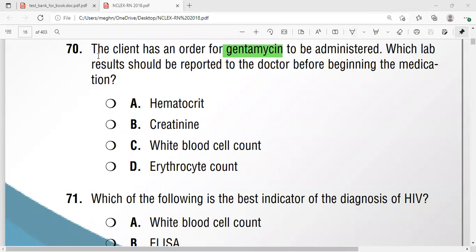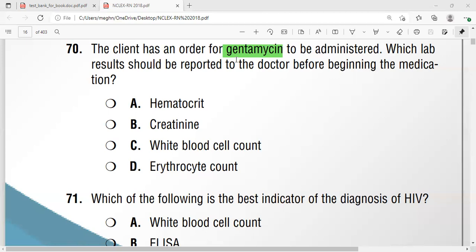First question here, let me read what they wrote. The client has an order for gentamicin to be administered. Which lab results should be reported to the doctor before beginning the medication? Number A, hematocrit. B, creatinine. C, white blood cell count. And D, erythrocyte count, right? Means red blood cell.